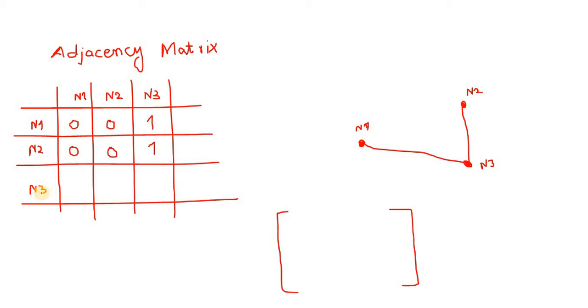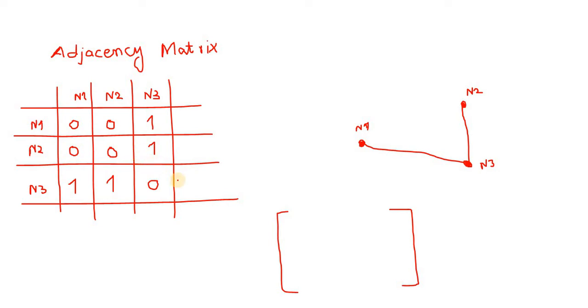And similarly we go to now node 3 here, from node 3 to node 1, is there any connection here? Look at here, node 3 to node 1, yes, there is a connection, so we put it here 1. And then we check from node 3 to node 2. Node 3 to node 2, is there any connection? Yes, there is an edge. We put it 1 here. And then node 3 to node 3, there is no connection. So we put it here 0.